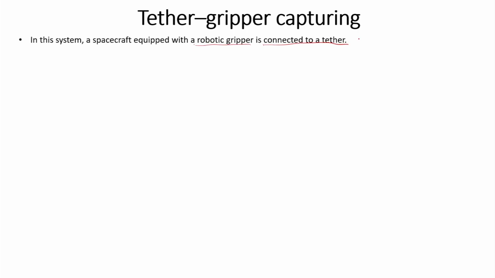Now, the next is the tether gripper capturing. In this system a spacecraft is equipped with a robotic gripper that is connected to a tether.